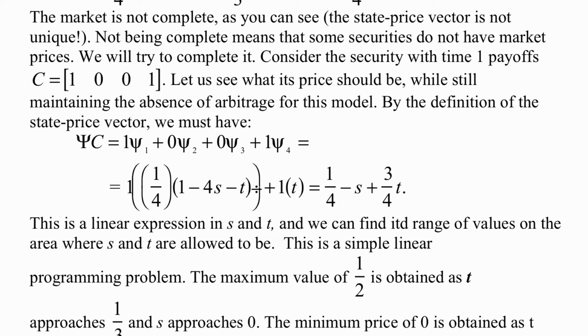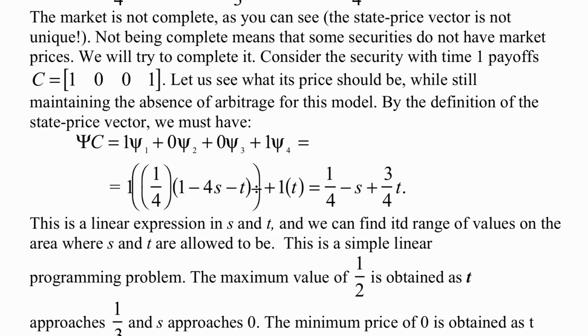Consider a security with time 1 payoffs 1001. Let us see what its price should be while still maintaining the absence of arbitrage for this model. By the definition of a state price vector, psi times c, the security, is 1 psi 1 plus 0 psi 2 plus 0 psi 3 plus 1 times psi 4. So we plug in what we know about psi 1 and psi 4. We get 1/4 minus s plus 3/4 t.